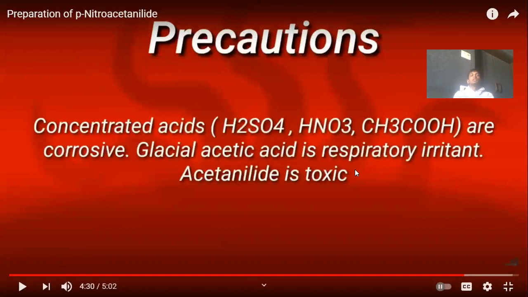What are the precautions that we have to take during the practical? As you know, concentrated H2SO4, HNO3 and glacial acetic acid are very corrosive. So please wear a mask and proper protective equipment for your safety. Acetanilide is also toxic.